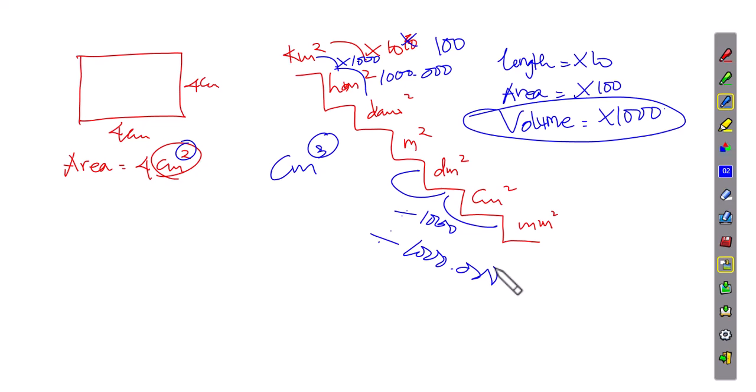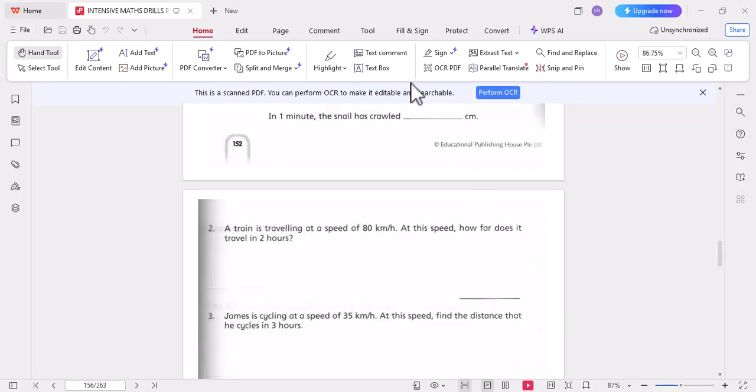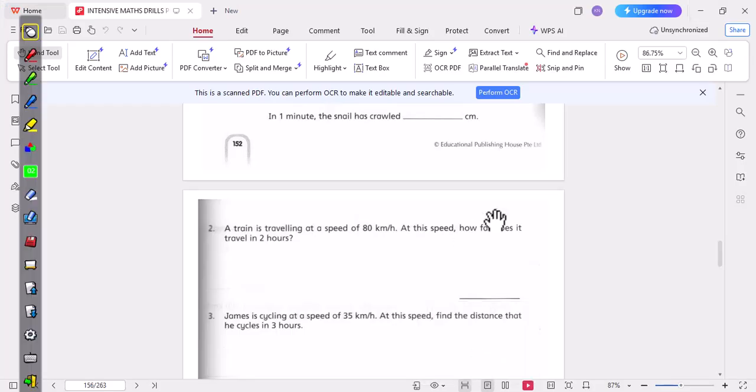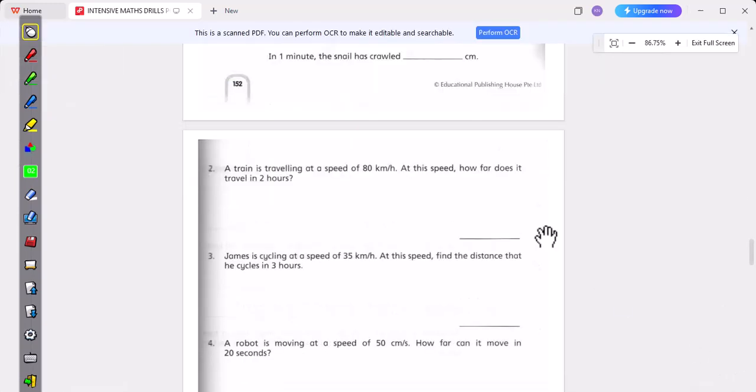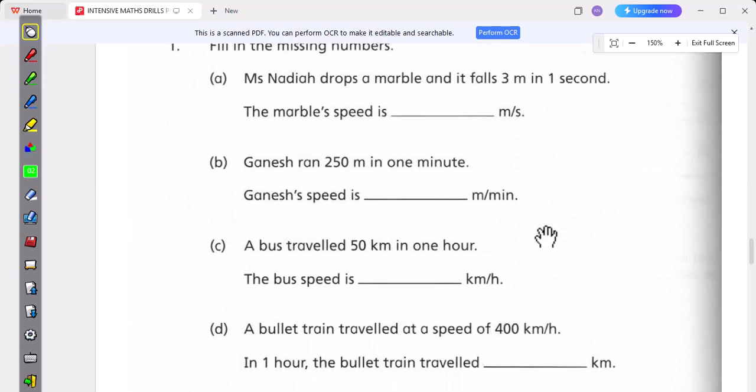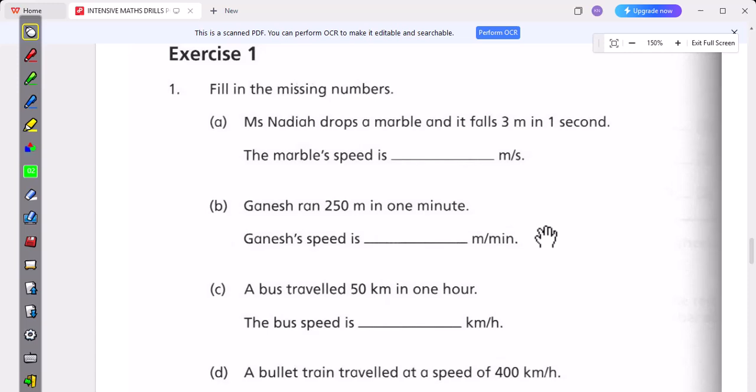For example, we will go to one question. Okay, so here we will learn how to combine two units of measurement. This is actually the easiest question. Fill in the missing numbers.